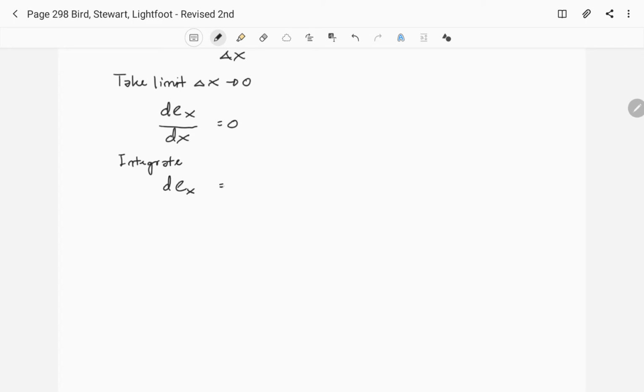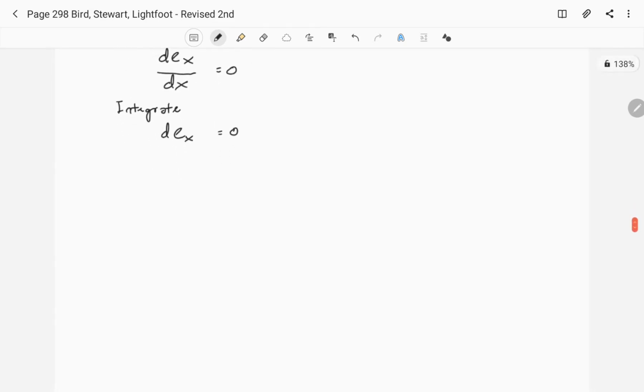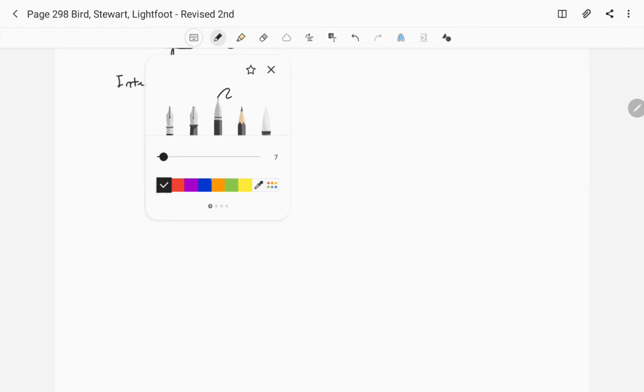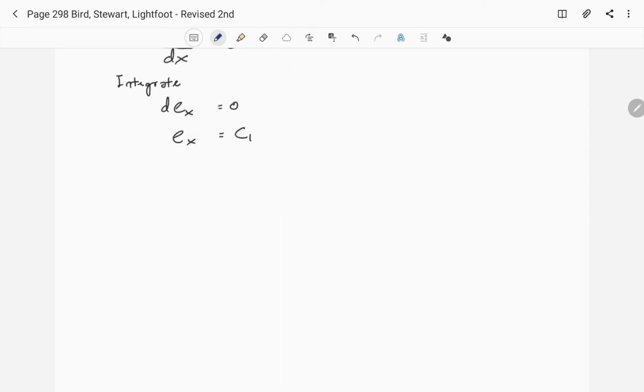dEx is equal to 0. And so your Ex, when we integrate, this will be equal to C1. Okay, then we go back into the definitions of our energy flux vector.